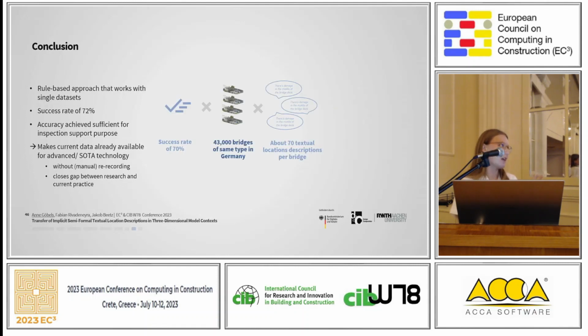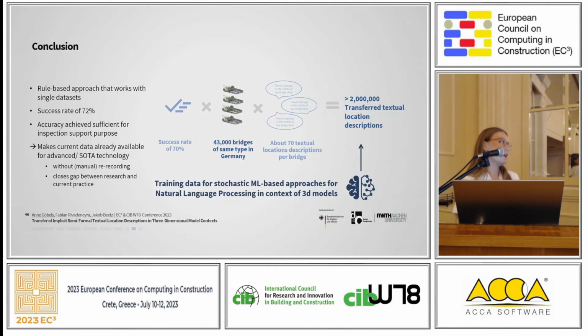And as a side note, we have a success rate of around 70%, and assuming these 43,000 bridges, and each of them has about 70 textual location descriptions, but even more, this would lead to over 2 million transferred textual location descriptions, which of course can serve as training data for machine learning approaches in the context of NLP and 3D models, also outside the domain. Of course, we're not limited to bridge inspection and construction; also in cultural heritage and similar fields, they all use this natural language approach of documenting and describing the location of information.